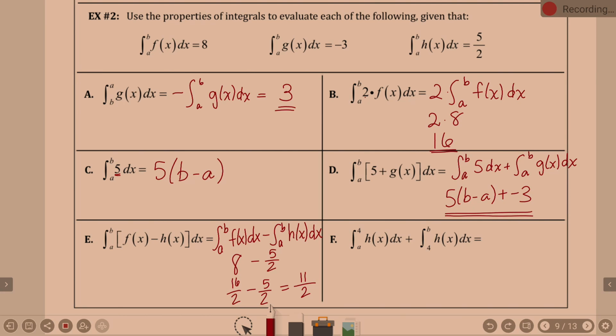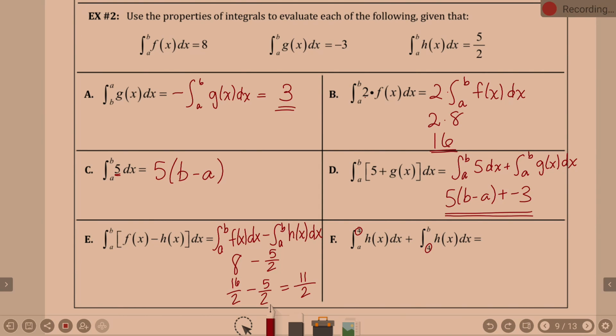F. The integral from a to 4 of h of x dx plus the integral from 4 to b of h of x dx. 5 over 2. What? There's no b. It's 0. Yeah, there is. If they're adding, they're going to equal the same spot, so it's 0. But it's a to 4 and 4 to b, so it'd be a to b.